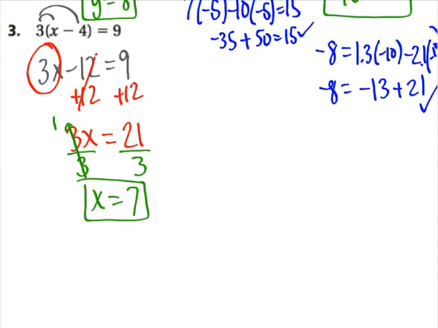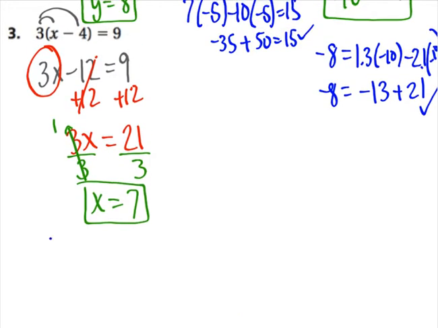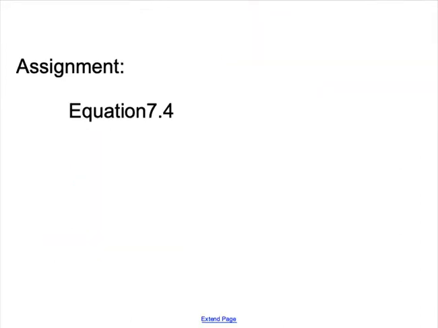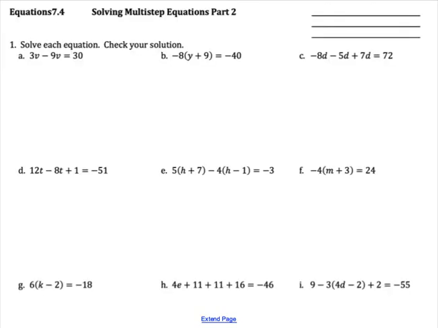Next, we need to check that solution. We need to put the original equation in and replace x with 7. And this is 3 times 3 equals 9, which is true. That checks out just fine. Now, in the practice, let's take a look here. We're going to follow these exact same steps. Let's go ahead and do which example?